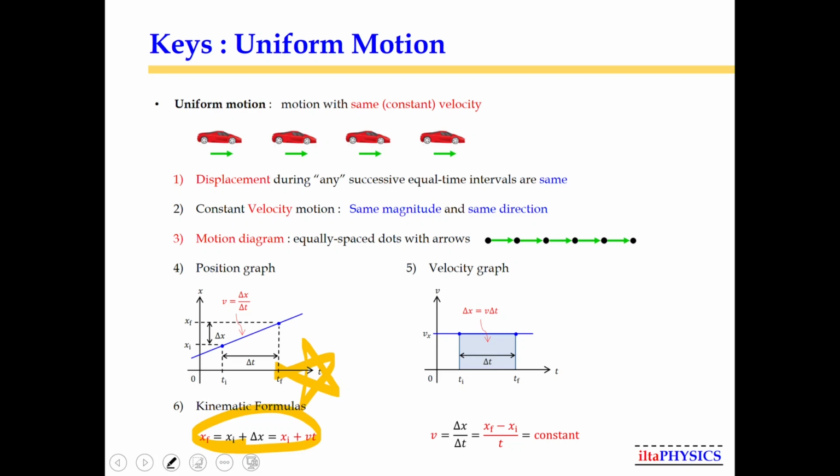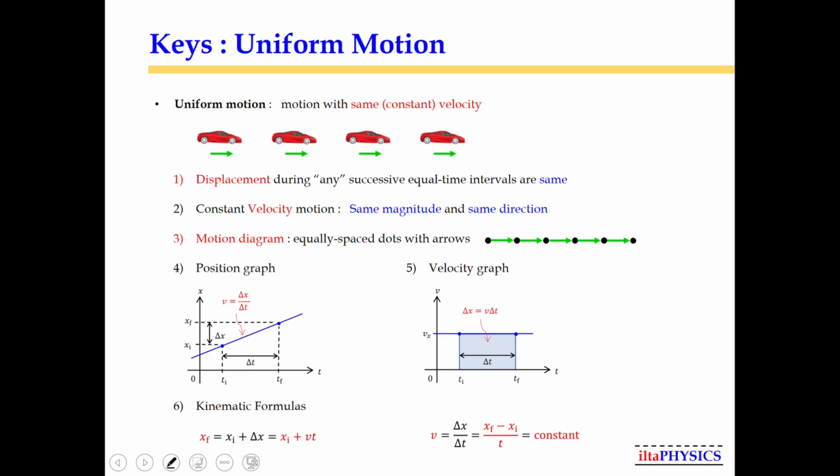In kinematic equations, the final position of an object is calculated as the sum of its initial position and the distance traveled. Here, the distance traveled, or the displacement, can be calculated by multiplying velocity and time. With just this formula, you can solve most uniform motion problems, fortunately. So let's look at the physical characteristics and ways to express uniform motion one more time.